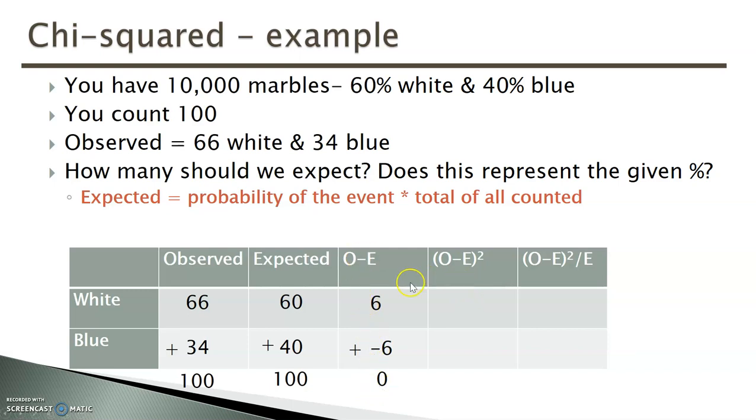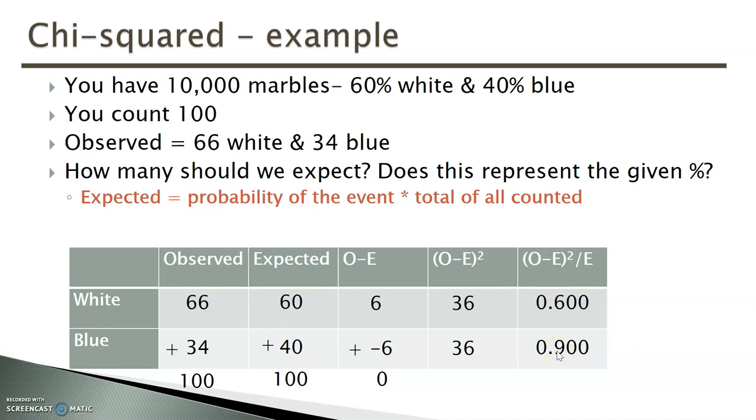Now you are going to take this O minus E and you're going to square it. So 6 squared and negative 6 squared. So this will give you a value. Now then you're going to take this value and you're going to divide it by E, which is your expected. So 36 divided by 60 will give you this value, and 36 divided by 40 will give you this value, which will give you a 0.6 and a 0.9.